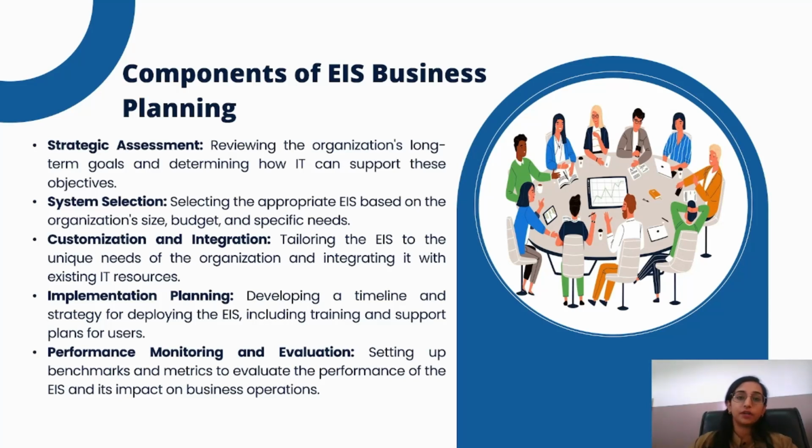Next point is request for information. So prepare and send out RFIs, which is also known as request for information, to shortlisted vendors to gather more detailed information about their products. RFIs should request information on pricing, support service, product capability, and compliance with industry standards. The responses to RFIs help in further narrowing down the list of potential vendors by providing a clearer picture of what each solution offers.